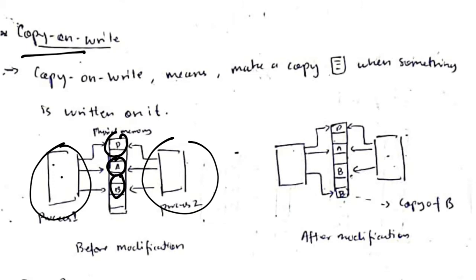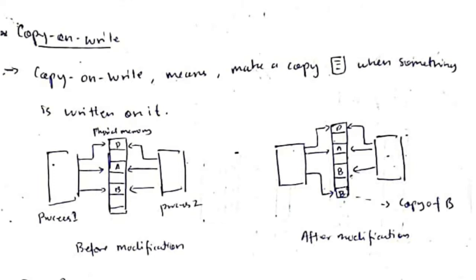So if the process P1 wants to make any change to this, then P2 will also see the change here. P2 doesn't want the change here. So what is the solution for that? For that, P1 can make a copy here and make the changes here, okay. So the original one will be preserved for P2. So this is known as copy on write.